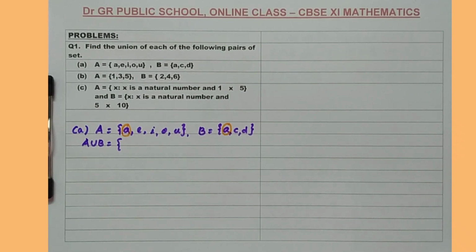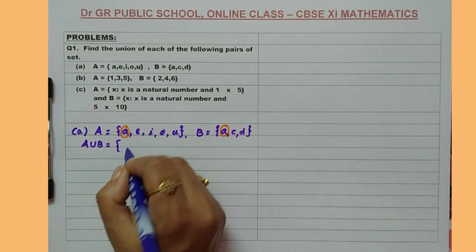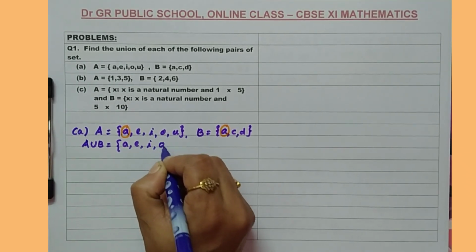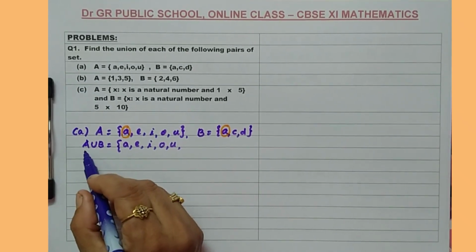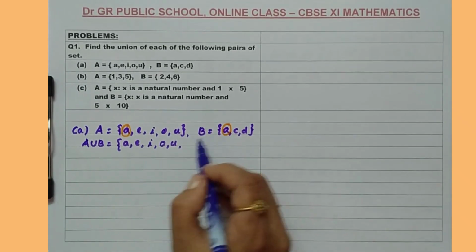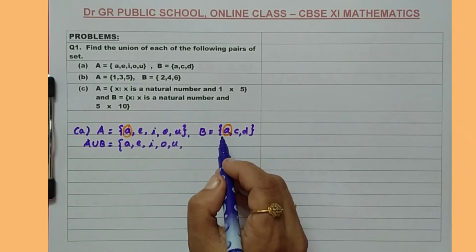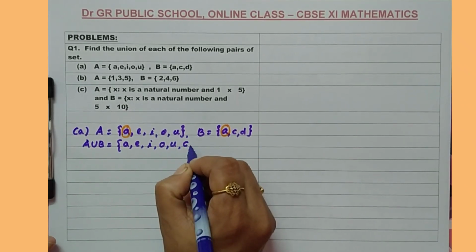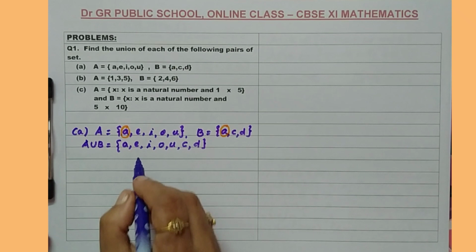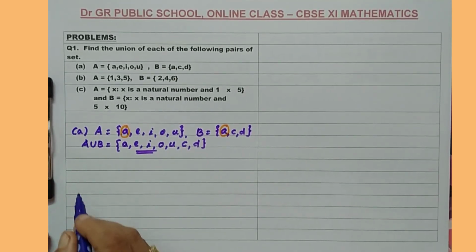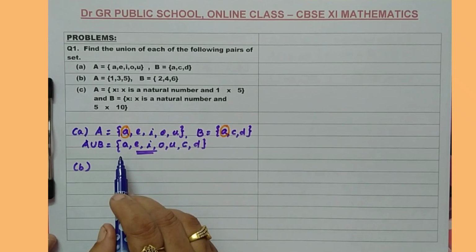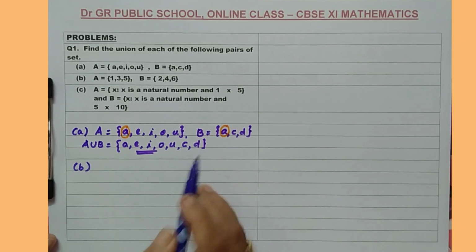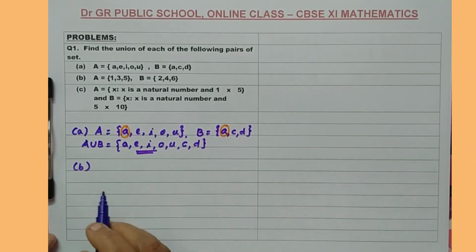So, what about A union B? A union B equal to the set which consists of A, E, I, O, U. That is, at first you need to write the elements of A. Then come with the elements of B, but the repetition of elements is not allowed. So, what you need to do? The C and D alone, you need to write here. This is the answer of the first question. So, A union B consists of the elements A, E, I, O, U, and then C and D. Now, come with the second question.